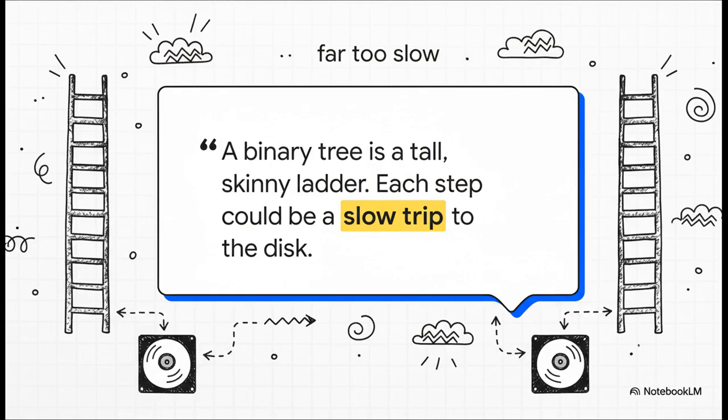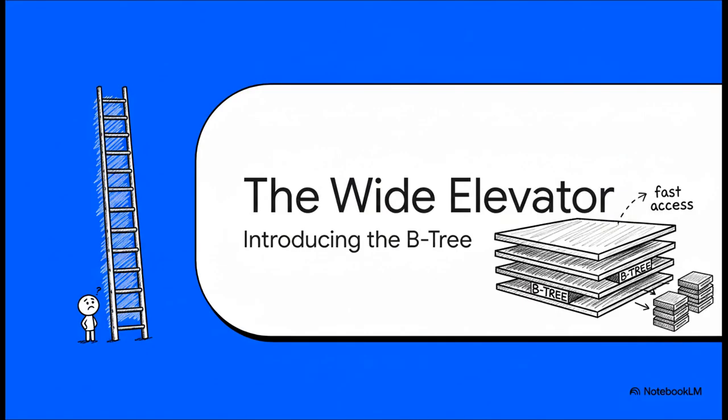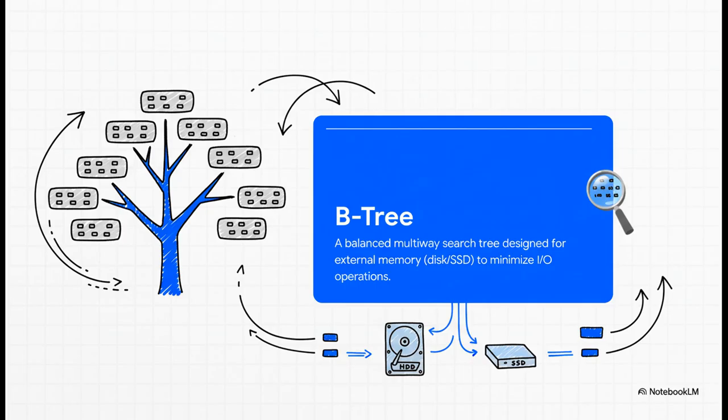We need a totally different shape. So, if the tall, skinny ladder is the problem, what's the solution? Well, we need the opposite. We need something short and wide. We need a data structure that was built from the ground up to solve this disk problem. And that is where the B-tree comes in. So what is a B-tree?